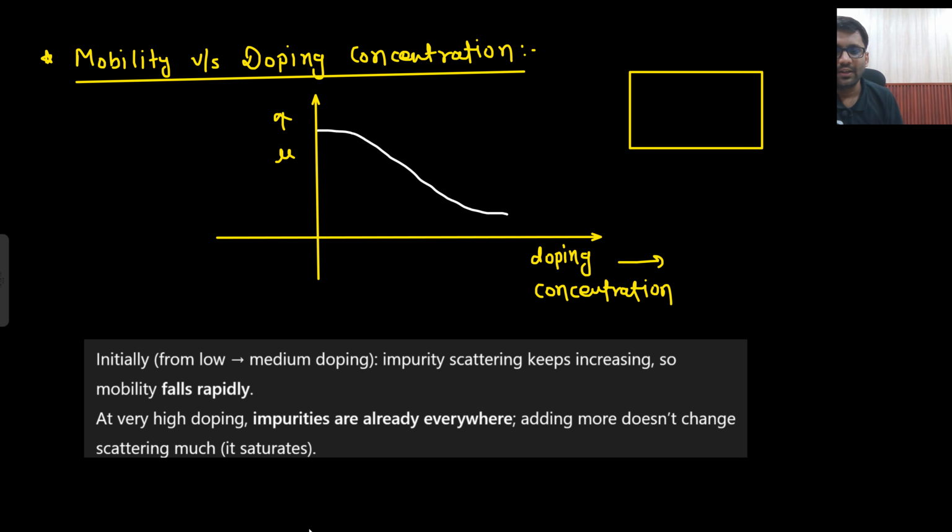So this is what has been written. Initially, from low to medium doping, impurity scattering keeps on increasing, so mobility falls. At very high doping, impurities are already everywhere, and adding more doesn't change much of the scattering. So scattering will saturate basically. If you keep on adding impurities, impurity scattering is already very high, so mobility will keep on decreasing, and then after that it will saturate. Almost it will saturate.